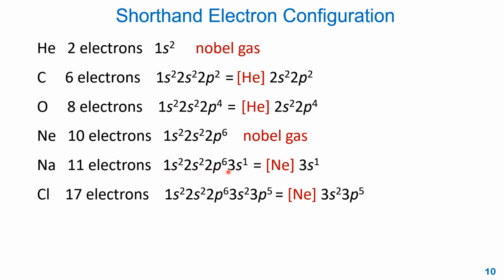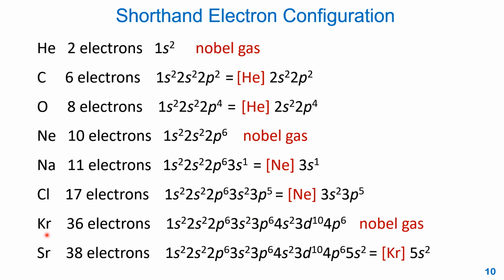That is sodium's electron configuration. You can see the core electrons here can be replaced by neon in brackets. So it only shows the outermost shell's electrons. Chlorine, there are 17 electrons. This is the complete electron configuration, but we can use neon to replace these core electrons because it's the same thing as neon. So neon in brackets, 3s2, 3p5. So that's the noble gas core shorthand notation of chlorine.